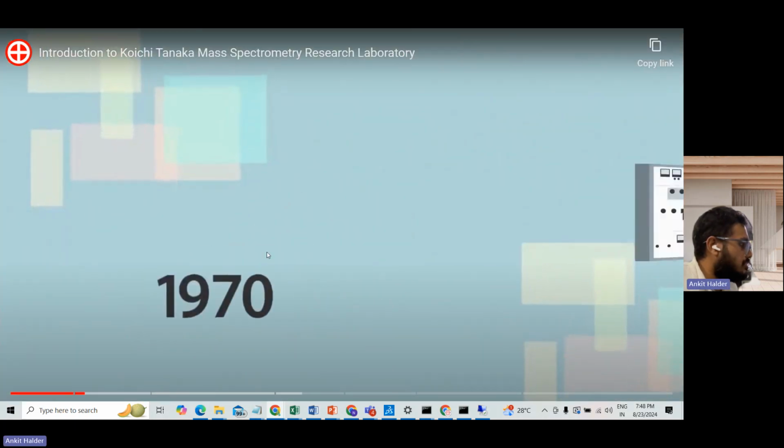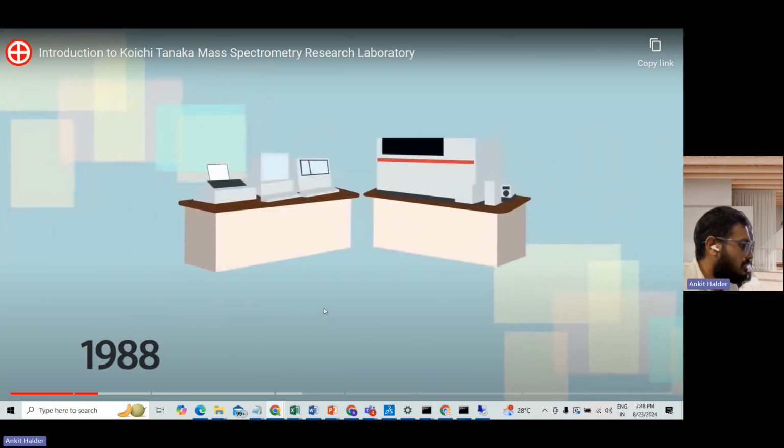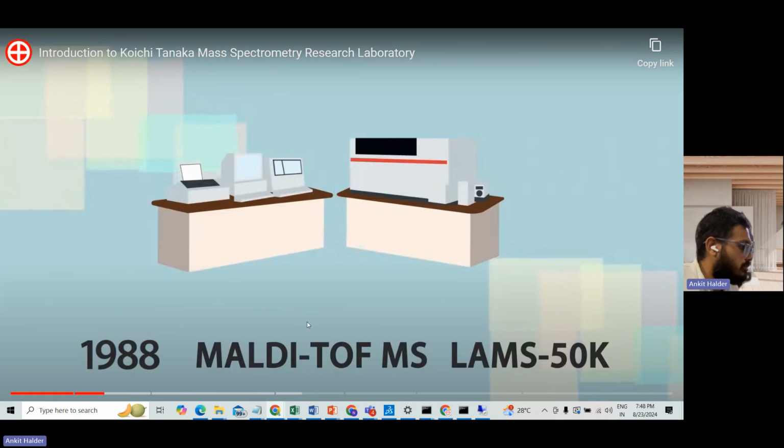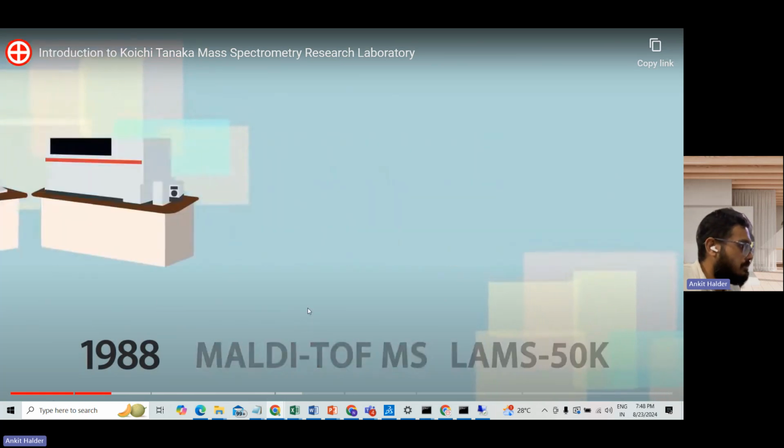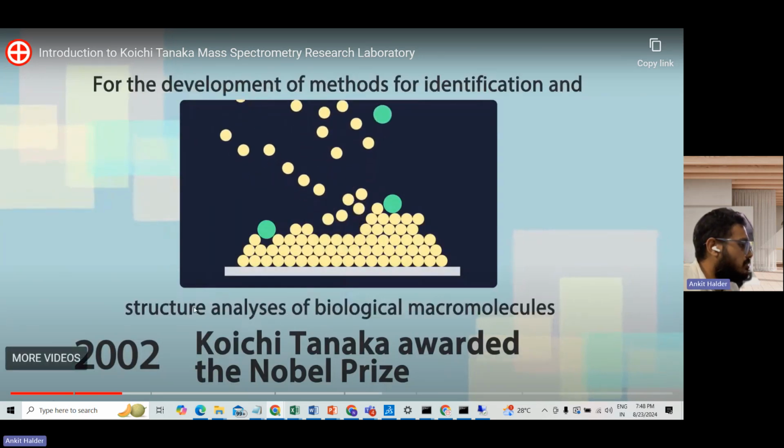You can see in the year 1970 it was GCMS, which is a different thing. Then came the MALDI. The principle remains the same; only the samples and the analyte you need to choose. So this is structural analysis of biological macromolecules. Koichi Tanaka was awarded the Nobel Prize in 2002 for the development of methods for identification and structure analysis, when the ionization energy could be controlled and there was no requirement for a hard ionization technique.